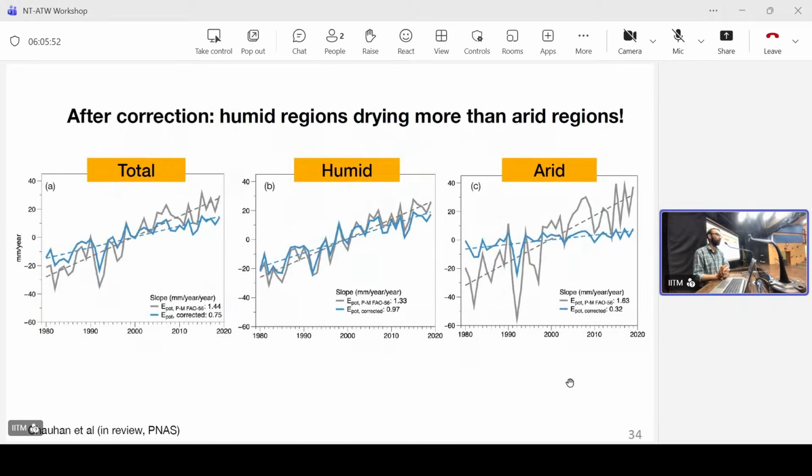I'm just looking into the radiation topic, how it will change.